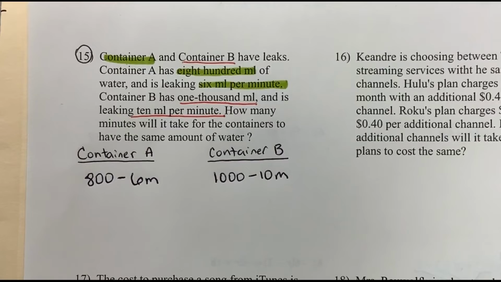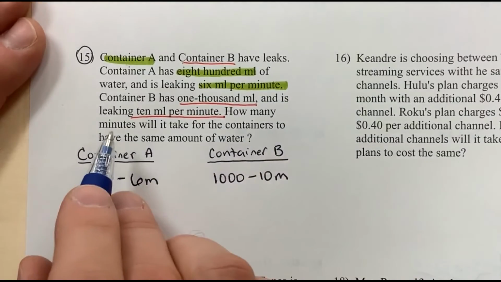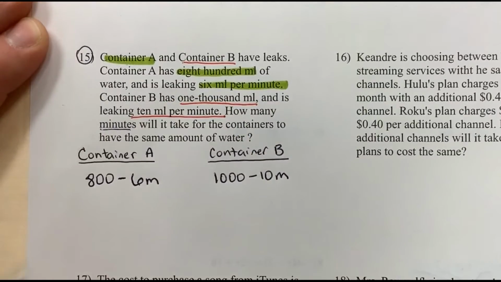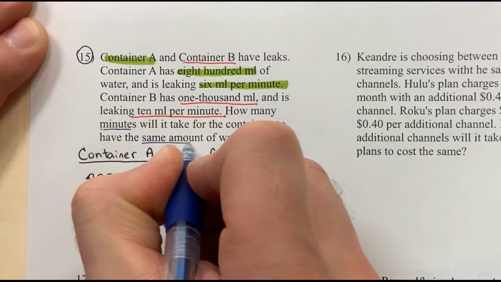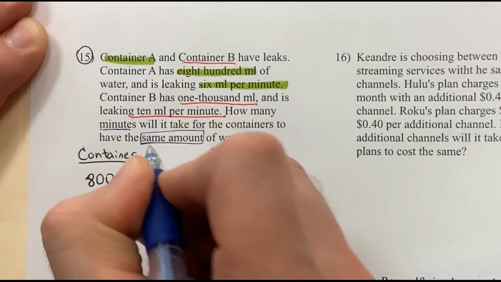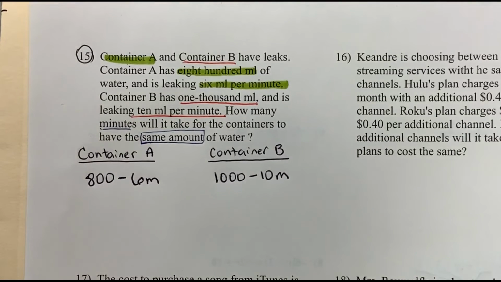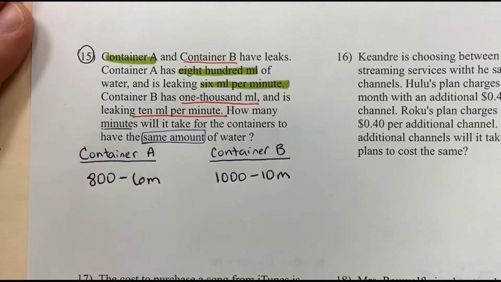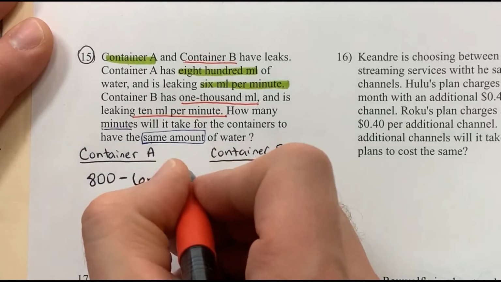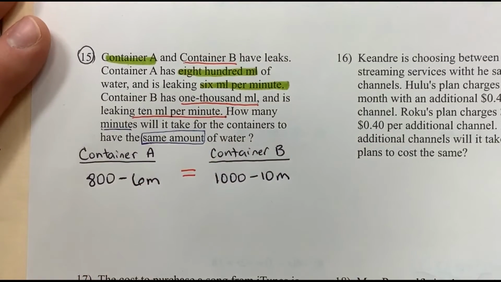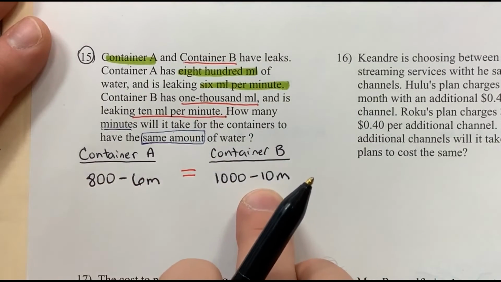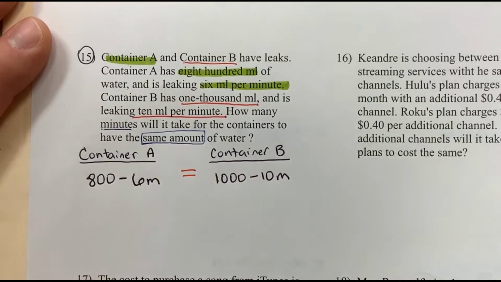Here's where things get super cray-cray. The question says, how many minutes will it take for the containers to have the same amount of water? Whenever you have a word problem talking about the same amount of water, how much will it take for them to be the same, equal? This is your small trick. What you do, you're gonna take each expression and you're just gonna set them equal to each other. I wanna know when container A will be equal to container B, when they'll be the same amount. You just set them equal to each other.